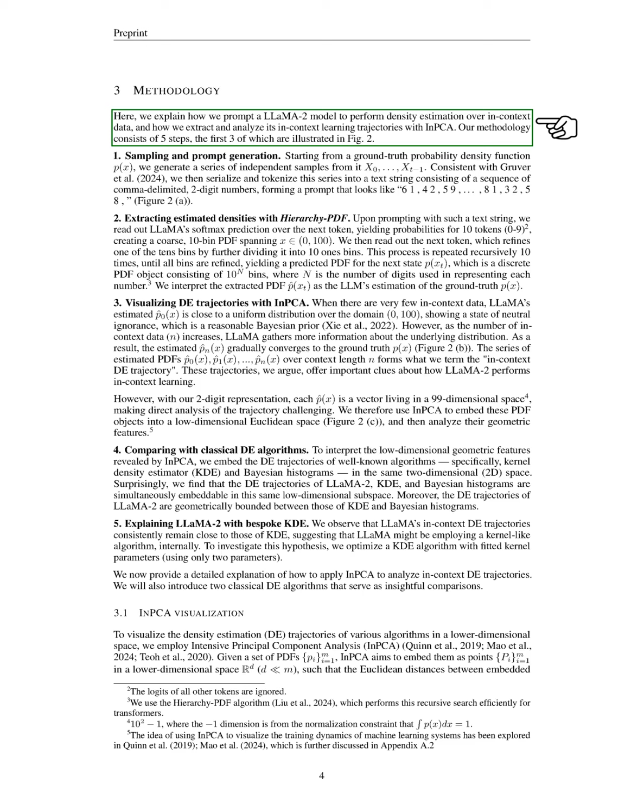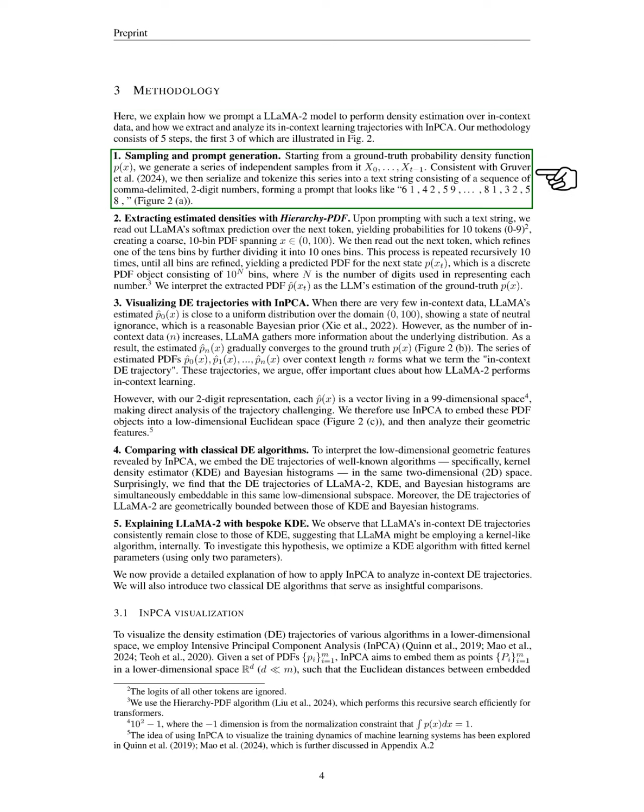In our methodology, we outline how we prompt a Llama 2 model for density estimation and analyze its learning trajectories using InPCA. Our approach consists of 5 steps. First, we generate independent samples from a known PDF and serialize them into a text string. Second, we use the hierarchy PDF algorithm to extract estimated densities from Llama's predictions. Third, we visualize the DE trajectories within InPCA, noting that with few data points, Llama's estimates resemble a uniform distribution, but they converge to the true distribution as more data is added.